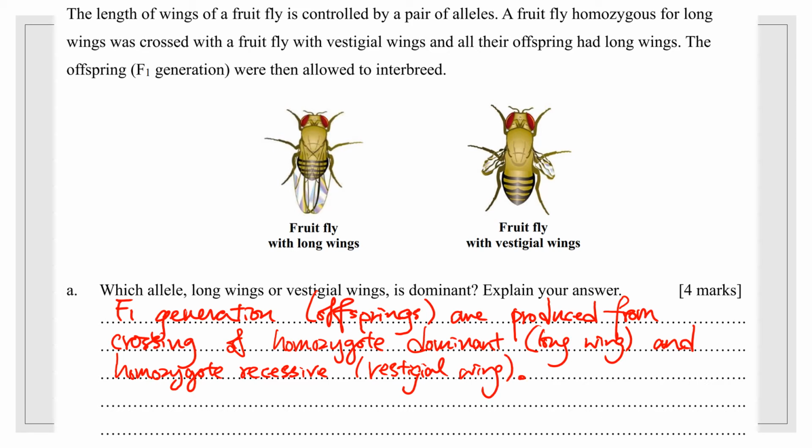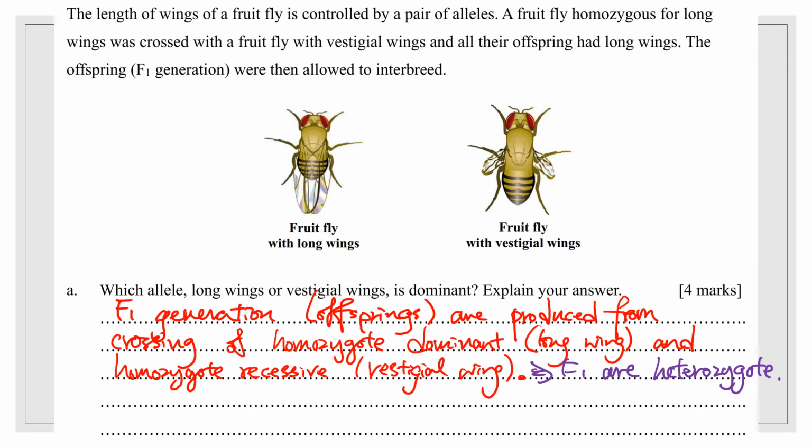So what conclusion do we have? Therefore, F1 are heterozygotes. They have different alleles, so they must be heterozygotes. And then, when you have both alleles different, the allele that is showing must have a stronger power to express.